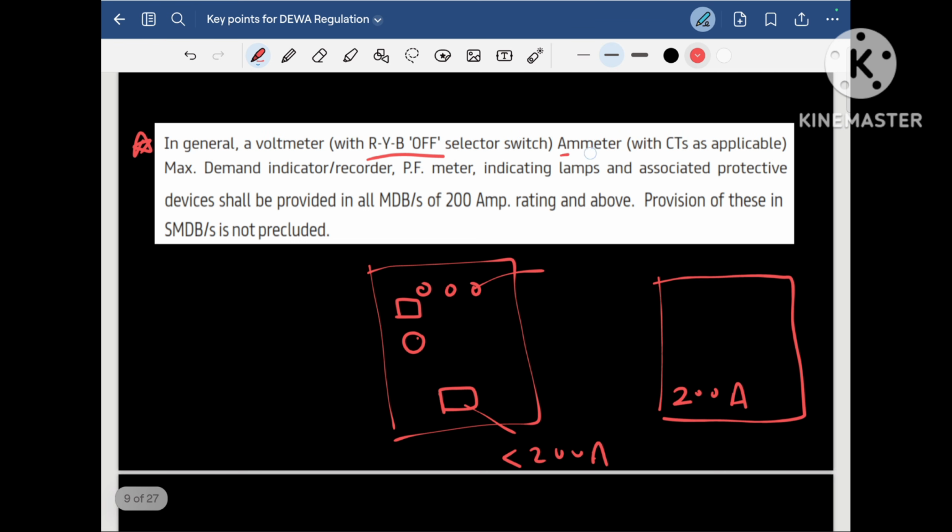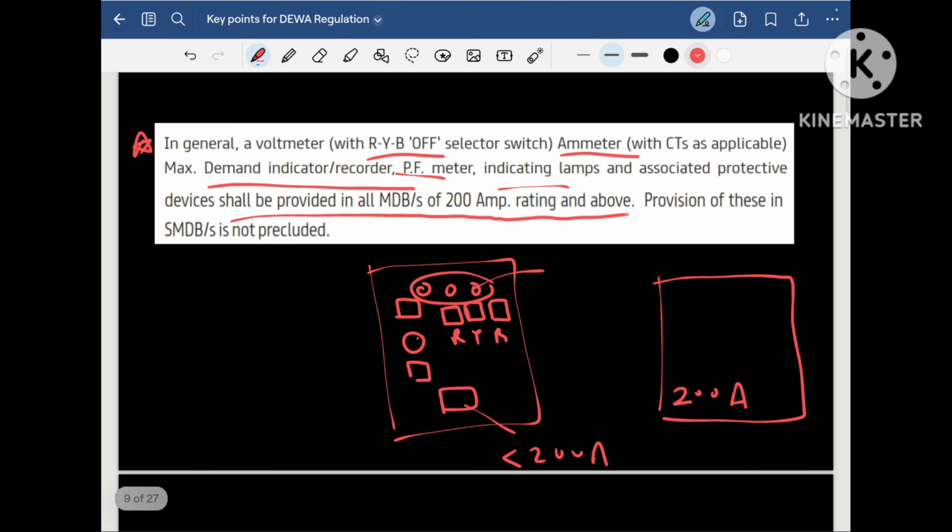Apart from that, it should have an ammeter for each phase, so there will be an R phase ammeter, Y phase ammeter, and B phase ammeter. It should have a maximum demand recorder and power factor meter. This panel should also have the RYB indicating lamps, and associated devices shall be provided for all MDBs of 200 ampere rating and above.